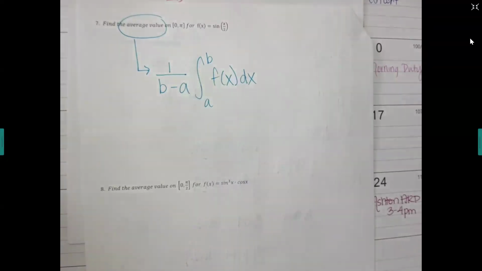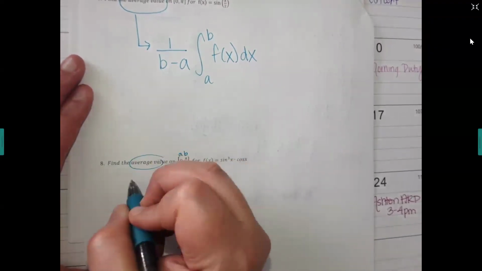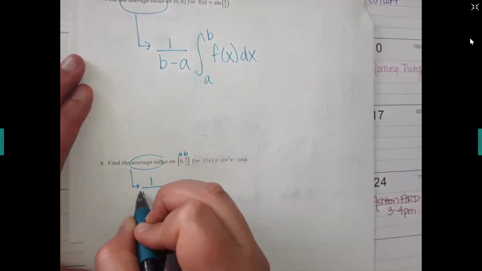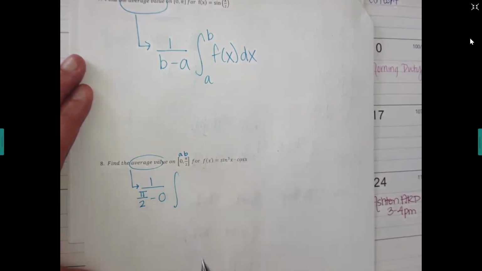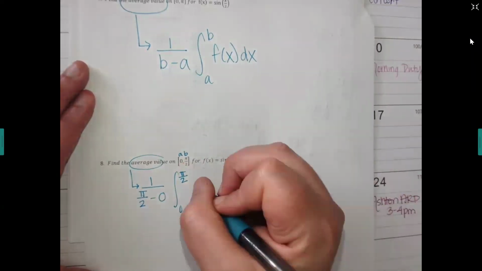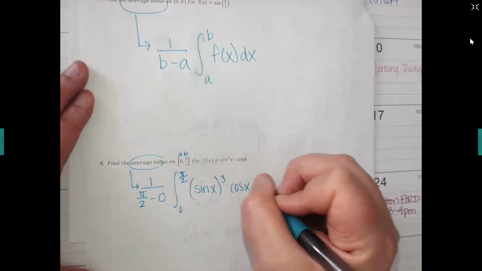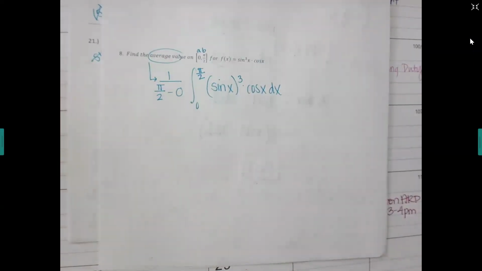So it says, find the average value on 0, pi halves. That's my a and my b for my interval. So then what would my fraction in the front say if it's 1 over b minus a? 1 over pi halves minus 0. And then the integral from 0 to pi halves of my function, which I'm going to rewrite like this. If it's a sine cubed, that really means the whole sine x is cubed.